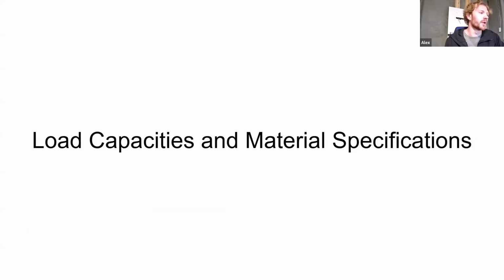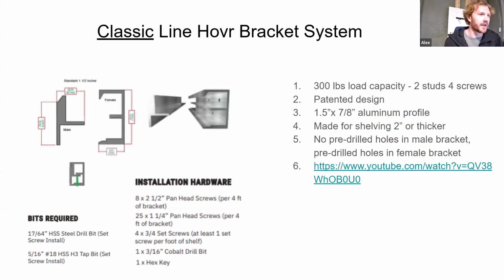So moving on to load capacities and material specifications, basically looking at mostly the hover bracket here. We've got our original classic line hover bracket system. This one has a 300-pound load capacity in 2 studs and 4 screws. That's a nice thing about this bracket: it has 2 screws per stud, which gives you a lot more rigidity and less bending moment forces applied there.